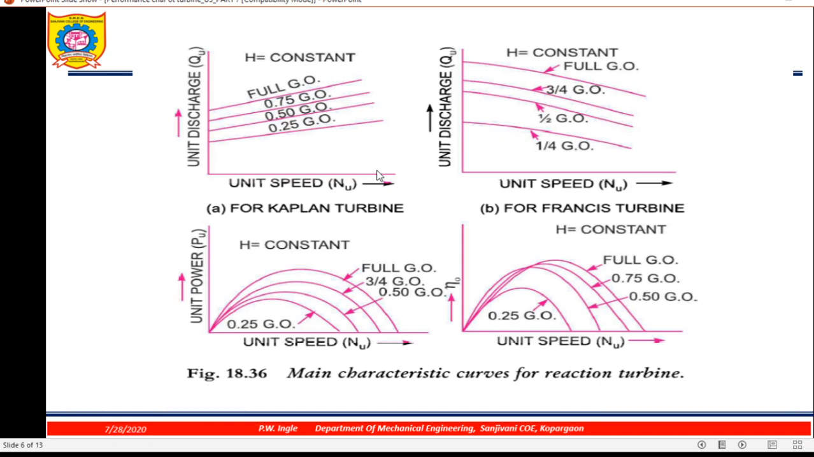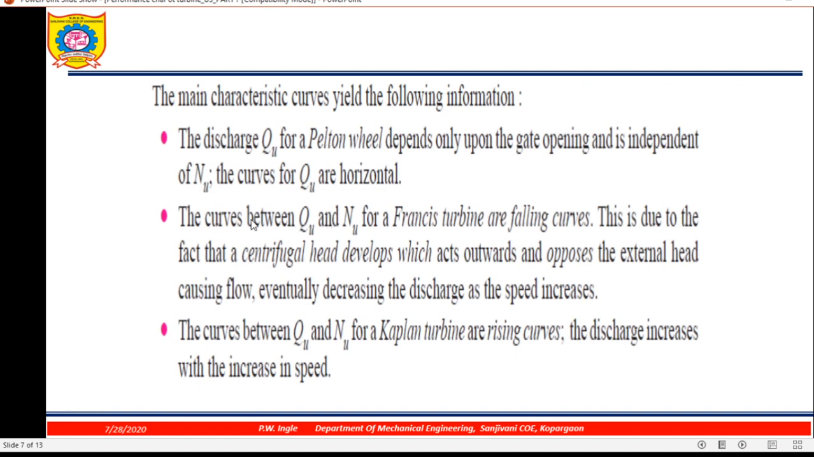Okay. So I will read the statement now. The curves between QU and NU for the Francis turbine are falling curves. This is due to the fact that centrifugal head develops which acts outward and opposes the external head causing flow, decreasing the discharge as speed increases. So while centrifugal head develops, as the speed increases, some amount of water will be trying to flow in an outward direction, because of rotary motion. That is known as centrifugal head.